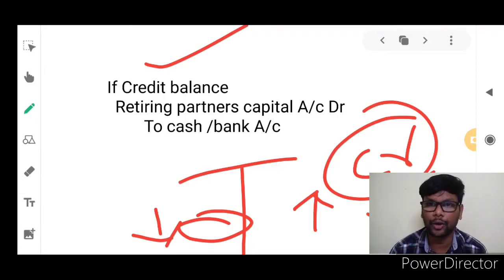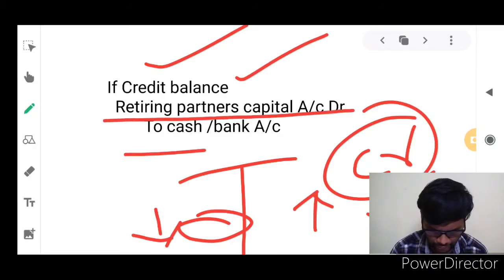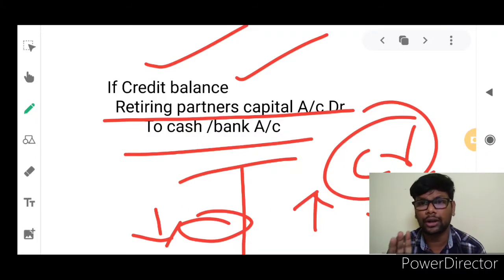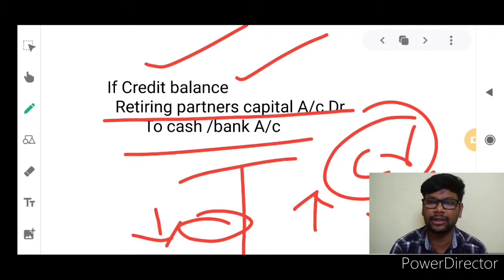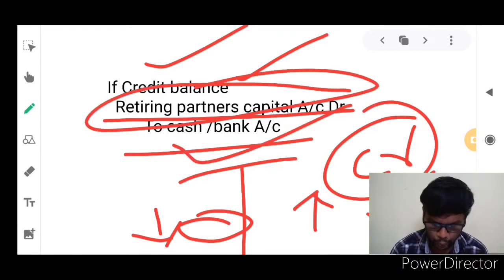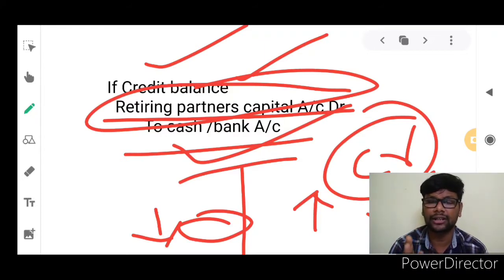In this situation, the firm is responsible to give money to the partner who is maintaining a credit balance in his capital account. The journal entry is retiring partner's capital account debit to Cash account. So in the firm's books, they will record the money given to the retiring partner. The retiring partner's capital account should be debited, and cash is given by the partnership firm to the partner. Don't understand it wrongly. In our previous entries we did the reverse, because that was in favor of the partner, but now it is in favor of the partnership firm. From the firm's point of view, that partner's capital account should be debited and money is going out, so cash should be credited. Don't confuse the two. You must understand the base of it.